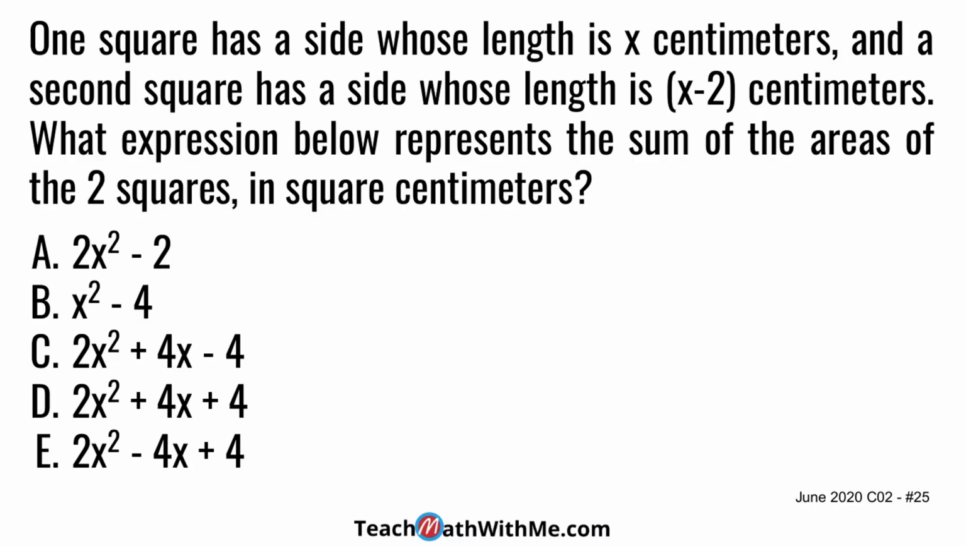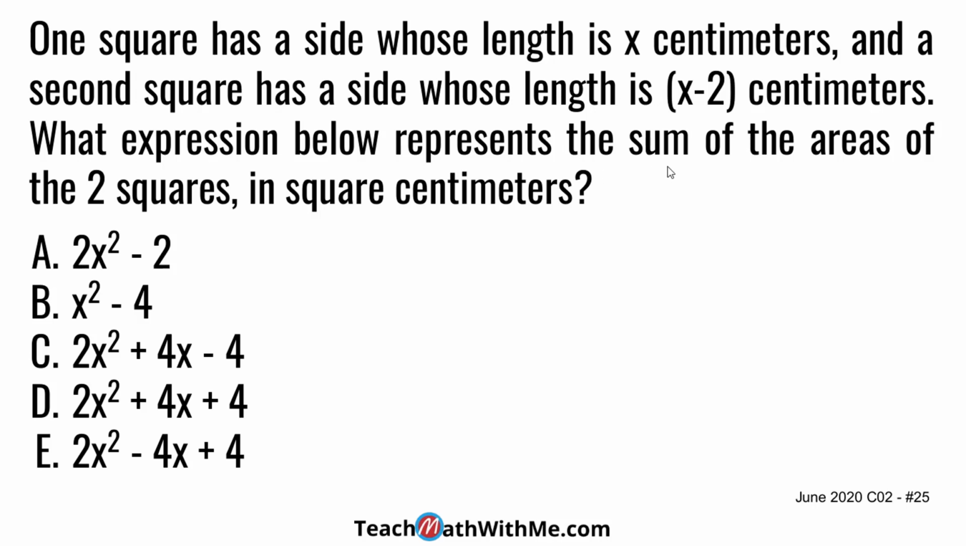Everyone, let's work this ACT math question that comes from the June 2020 C02 test, and it's question number 25. It says that one square has a side whose length is x centimeters, and a second square has a side whose length is x minus 2 centimeters. What expression below represents the sum of the areas of the two squares in square centimeters?